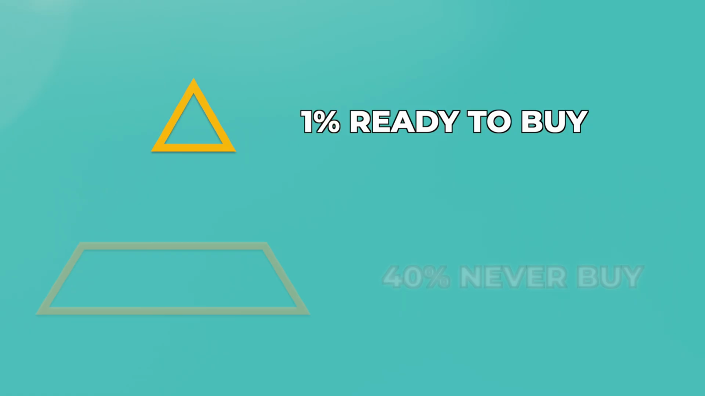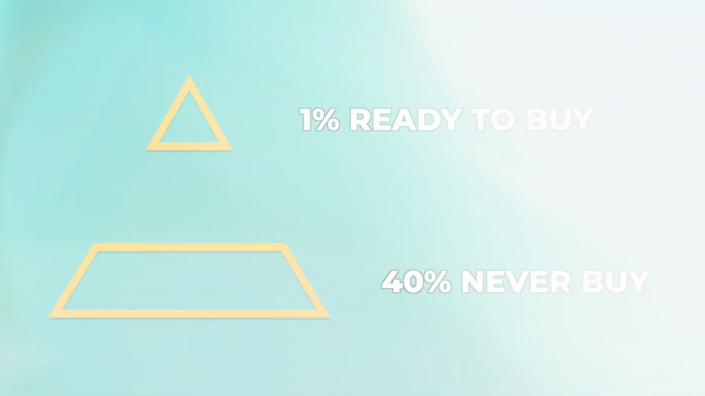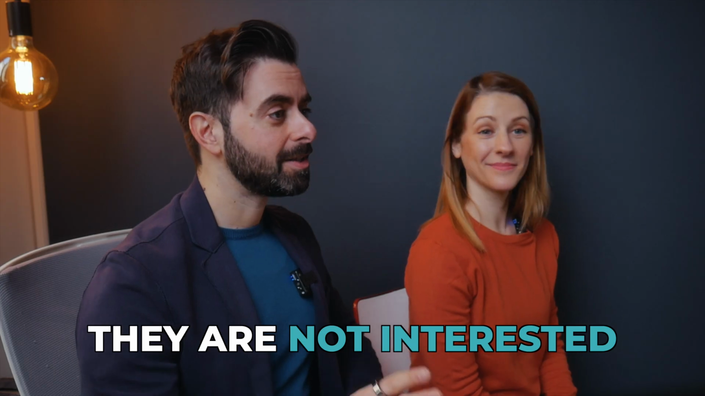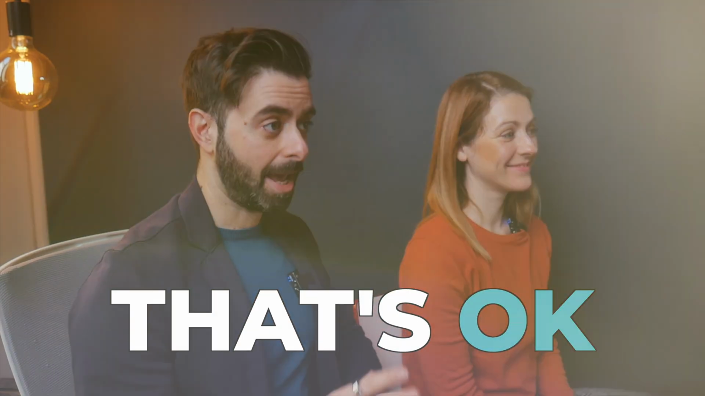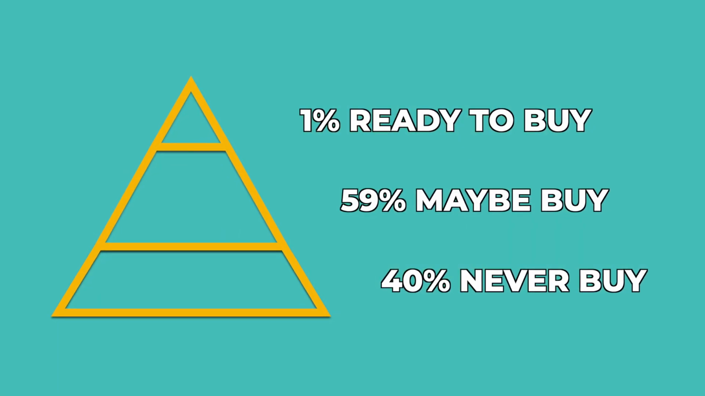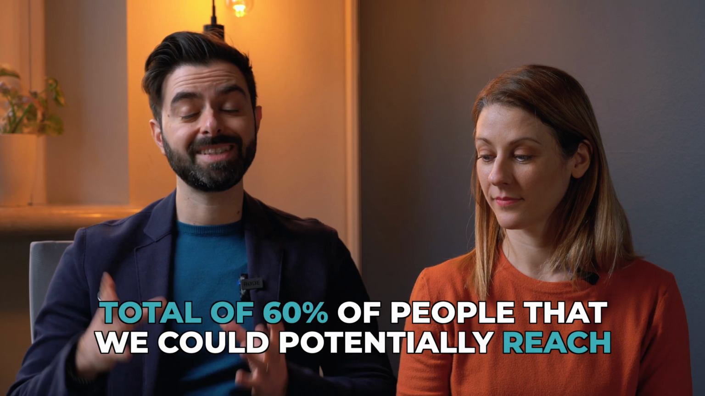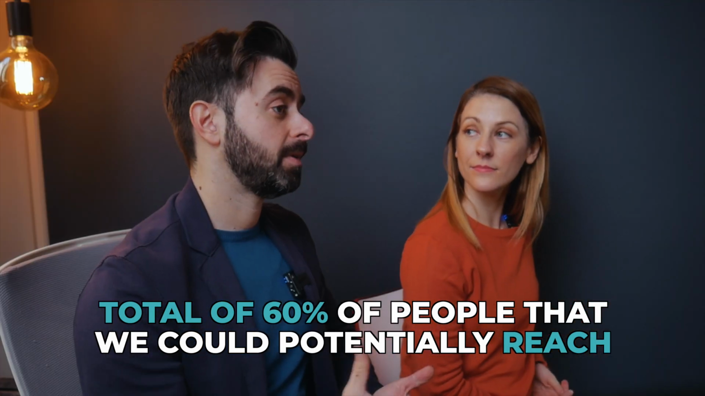What's happening there? Well, at the bottom, this is the bad news, you have about 40% of people that will never buy from you. They don't care about what you do, they're not interested, they probably don't like you, and that's okay. But then you have the 59% above it that are not ready to buy right now, but are potentially interested in buying in the future, or maybe will entertain the idea of buying from you in the future. That's the 59%. So we have a total of 60% of people that we could potentially reach instead of just focusing on the 1%.